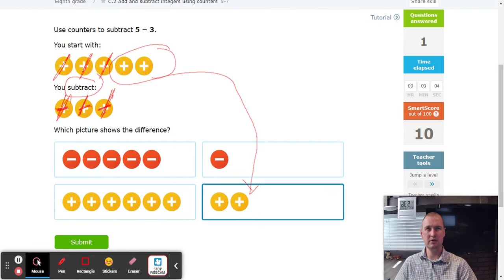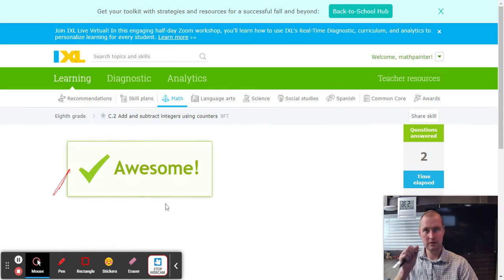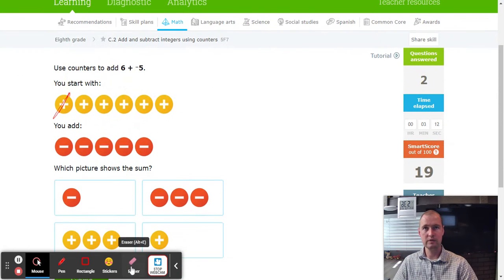Now use common sense too. I mean, you guys can do 5 minus 3. It's pretty straightforward from elementary school. So 5 minus 3 is just positive 2. But watch the words though, all right? All right, here we go. We're going to clear the screen. All right, we got another problem here.